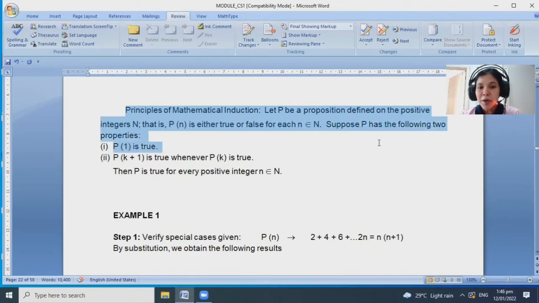Number 1, P of 1 is true. Second, P of k plus 1 is true whenever P of k is true. Then P is true for every positive integer n, which is an element of the natural numbers.